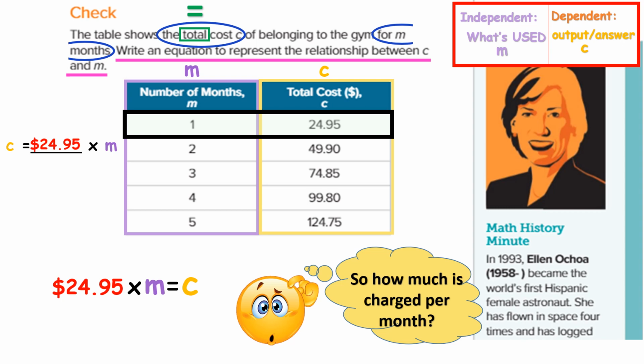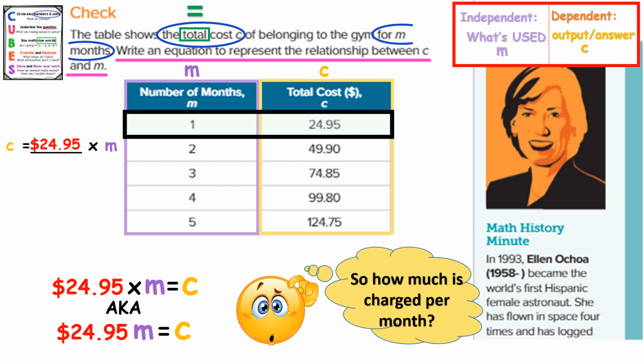So I plug it in and I try the math. It's 24.95 times M equal to C, right? And it does. Each and every one that I work through, I would get that, yes, 2 times 24.95 is 49.90. 3 times 24.95 is 74.85. So I know that my rule is indeed 24.95 times M, or we can just write it as 24.95M equals C.